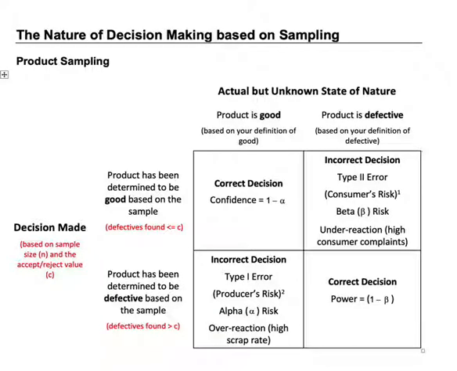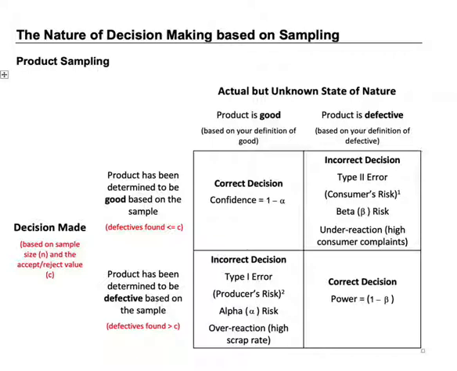Okay, today we're going to talk about the nature of decision making based on sampling. This is something that you might see in the quality field, although there are applications to other fields as well. But the basic premise is that you've got a process that's manufacturing something or providing a service, and it's got an actual but unknown state that it's operating in. Okay, it's either operating really well or it's not operating well at all.